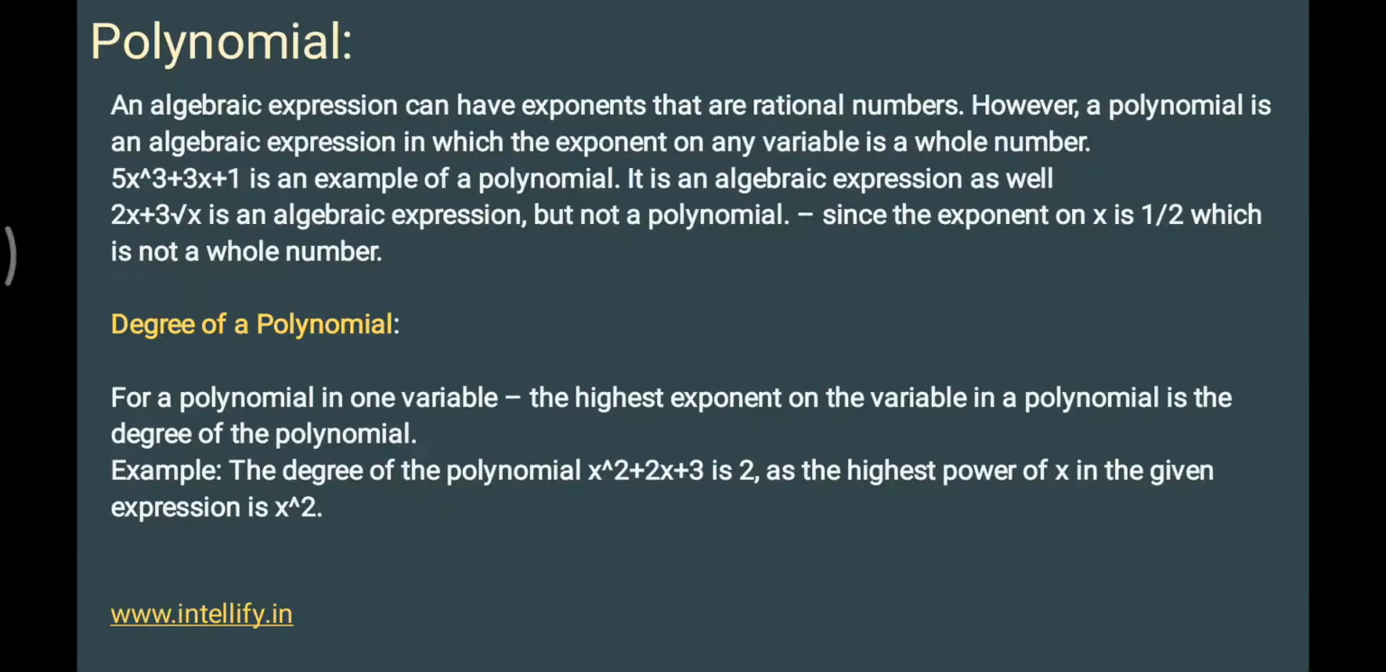Let's go to the degree of a polynomial. For a polynomial in one variable, the highest exponent on the variable in the polynomial is the degree of the polynomial. If the degree of any polynomial is the highest exponent of that variable, here we can see an example: the degree of the polynomial x squared plus 2x plus 3 is 2, as the highest power of x in the given expression is x squared, so the degree is 2.